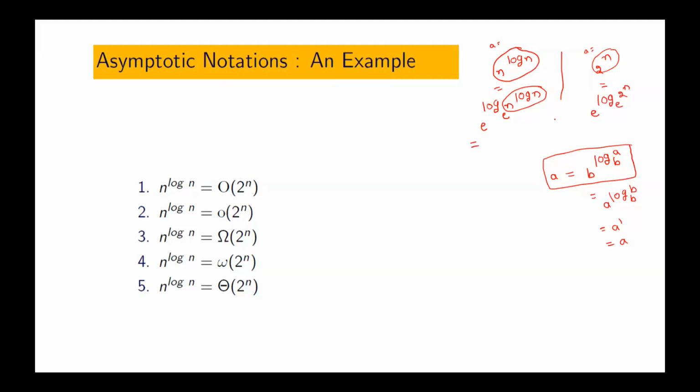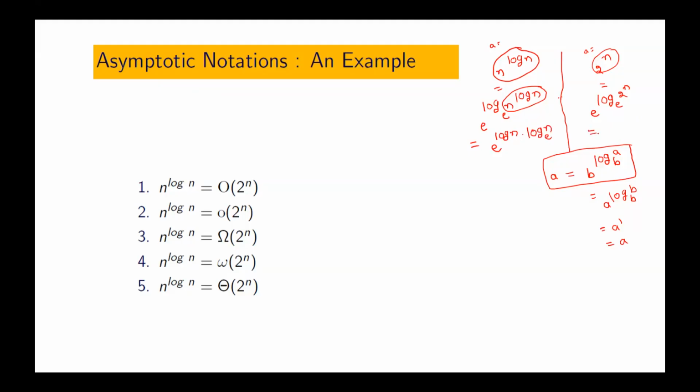This is same as n power log n. Log n I can take it outside now. So it becomes e power log n into log n, log n base e. Log n base e.